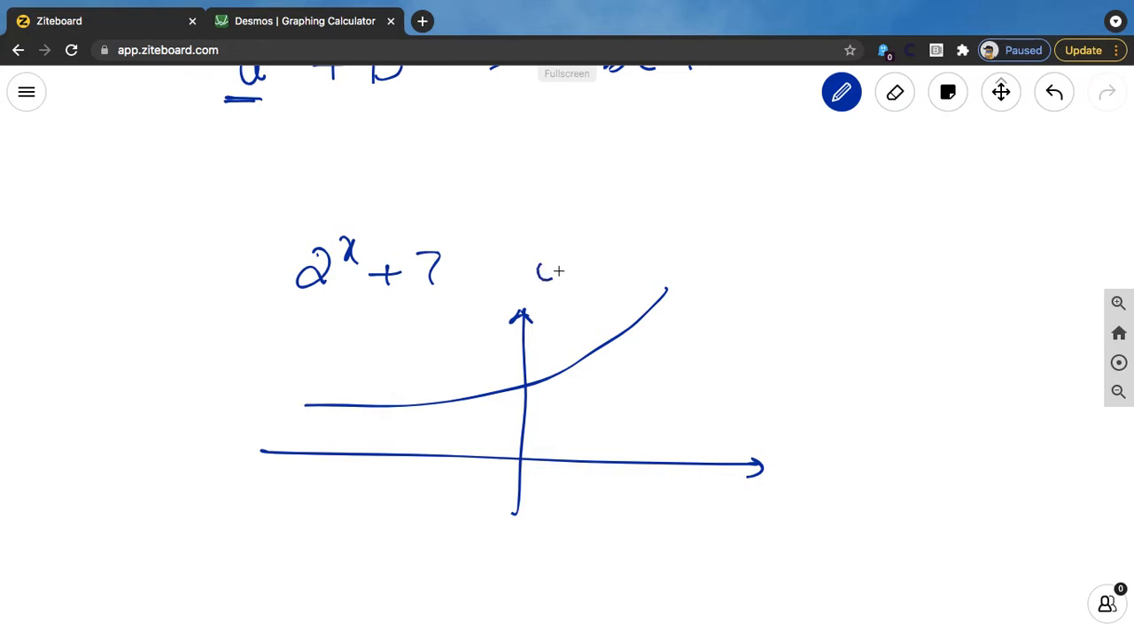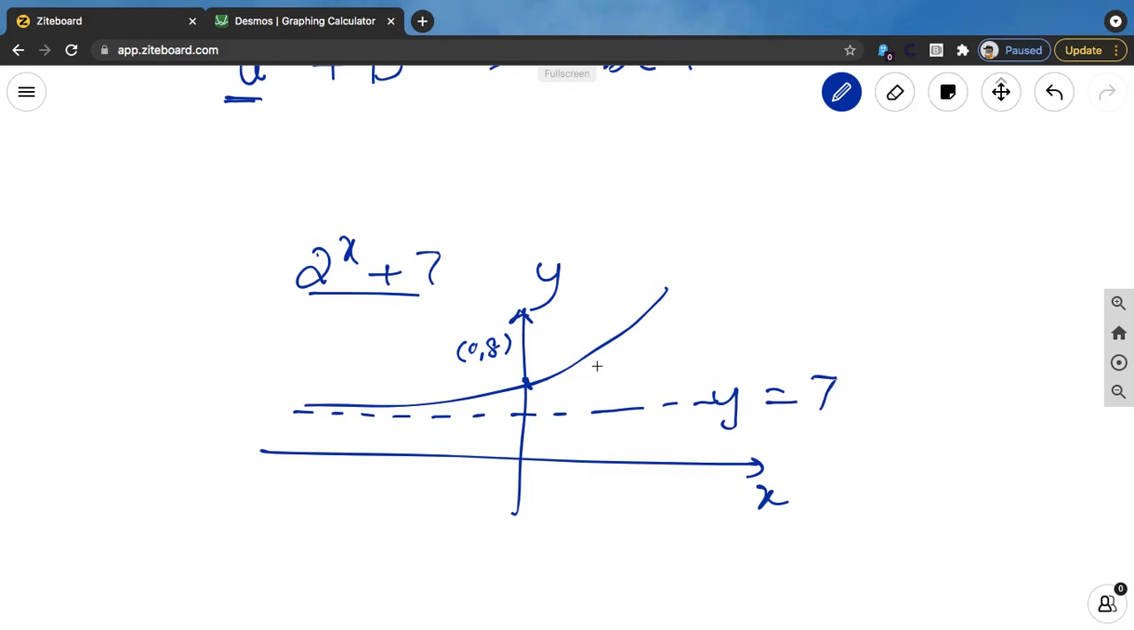When you draw this in your exam, it's a sketch. So what kind of evidence are you going to show to the examiner to say that you have drawn it correctly? 2 raised to x plus 7 is moving up. So the y-intercept should now be (0, 8) instead of (0, 1). And the horizontal asymptote has to be y equal to 7 instead of y equal to 0.